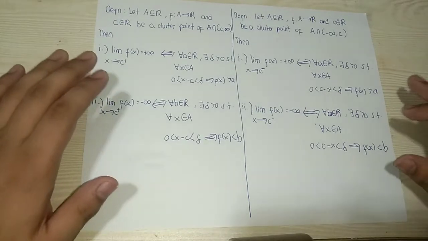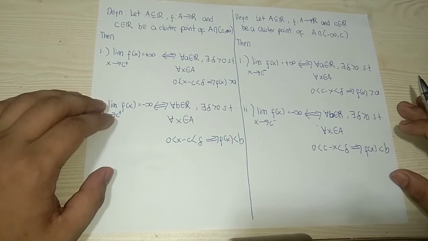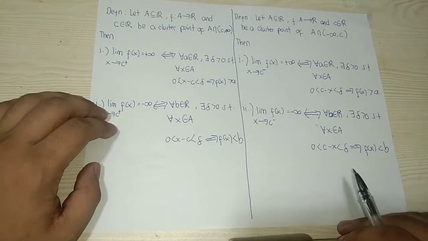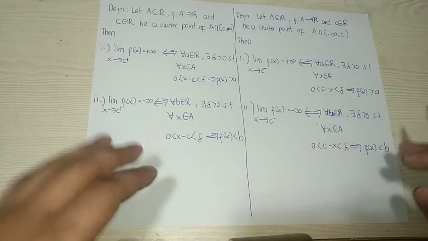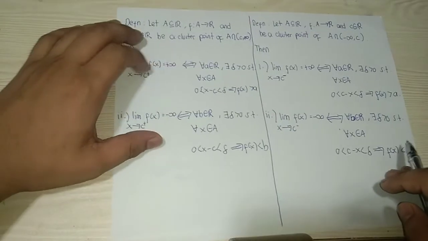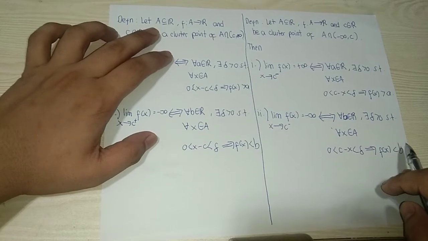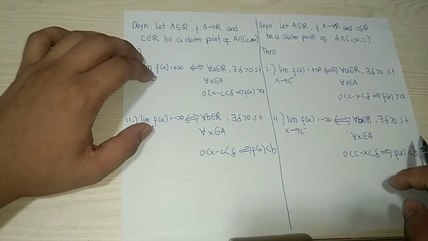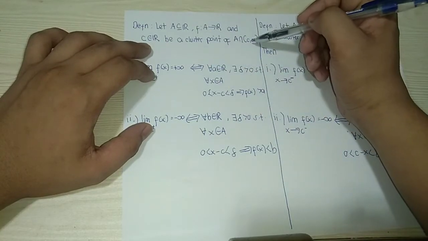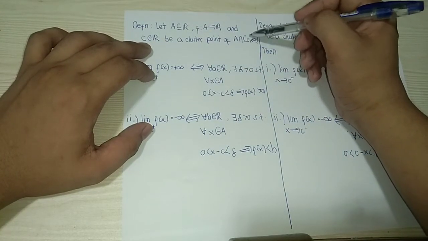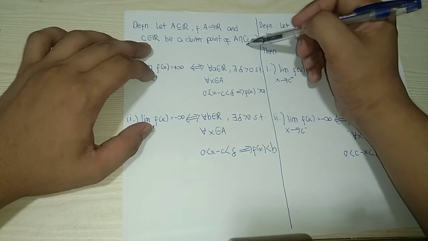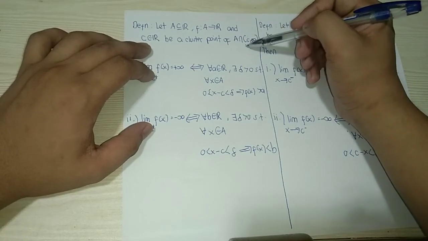Okay, so let's have the definition of infinite limits for one-sided limits. So ito combination ng one-sided limits, yung concept ng one-sided tsaka na infinite limits. So definition, let A be a subset of R, f is a function from A to R, and C element of R be a cluster point of A, intersection C, infinity. So kapag nakita nyo yan, no, ang pinag-uusapan na natin ay yung right hand limit.